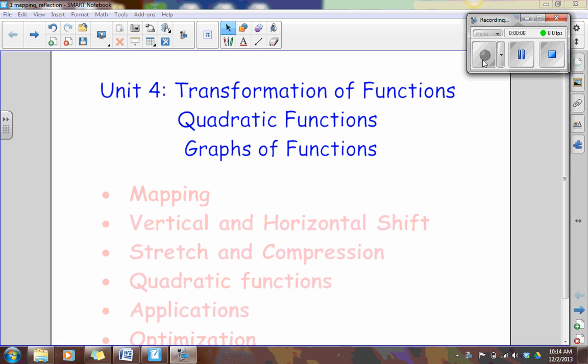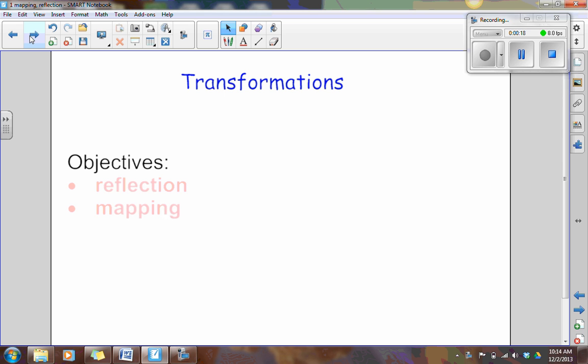Today we're going to be starting a new unit on transformations of functions. We're specifically going to look at quadratic functions, and then eventually you'll look at graphs of functions using your calculator as a tool to help you there. So today we're going to look specifically at reflection and mapping.